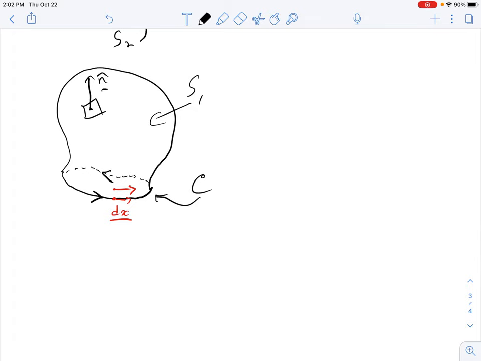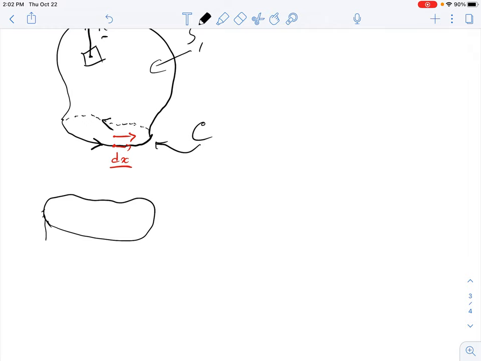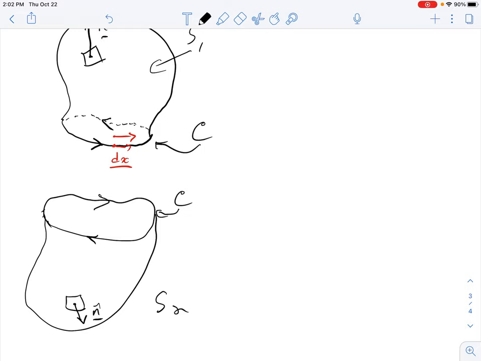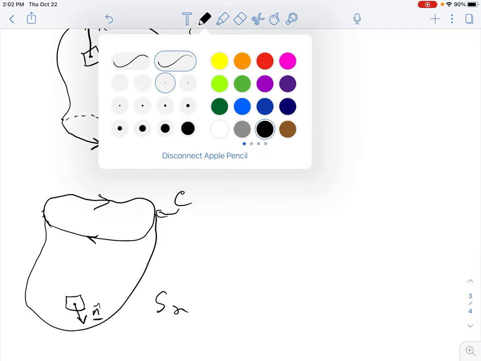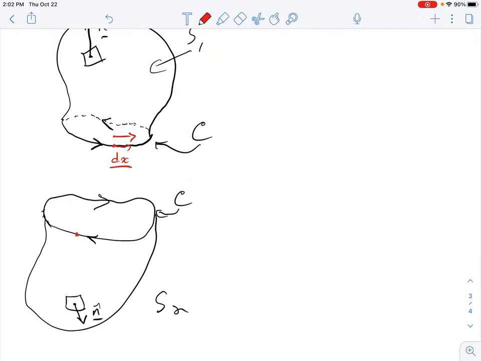But let's draw S2 here. Something like that. And again, here's C, but now we have the unit normal going that way. And so it follows that we have to go around C in that sort of sense. So now that is our unit tangent. Goes in the opposite direction if it's positively oriented.